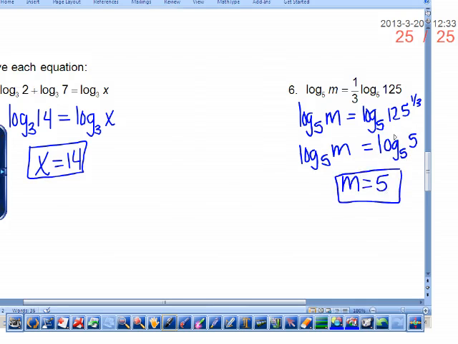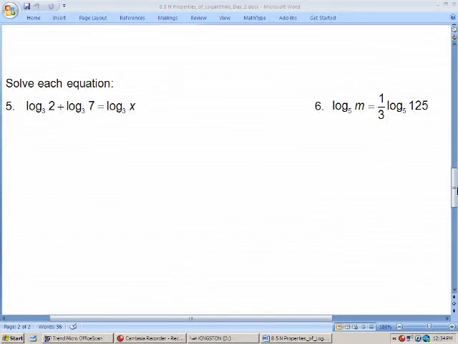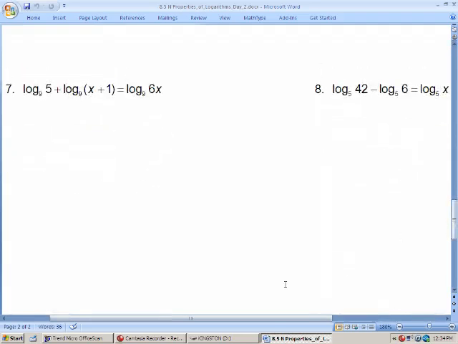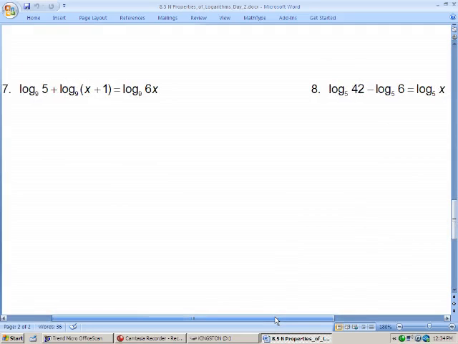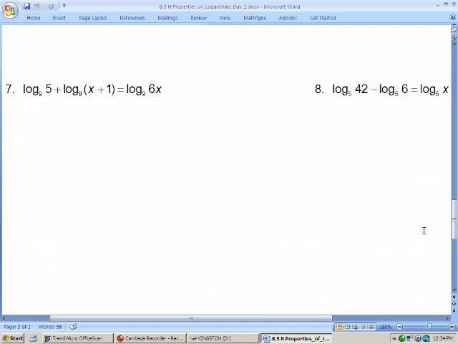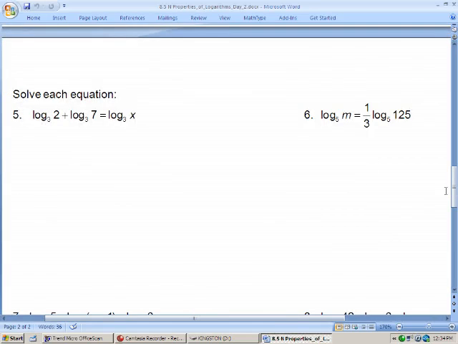If you did turn this into a 1 and then set up an exponential equation, that's fine. Just remember, your goal is solving for m, not simplifying the right-hand side. Everyone okay? All right. Go ahead and work number 7 and 8.